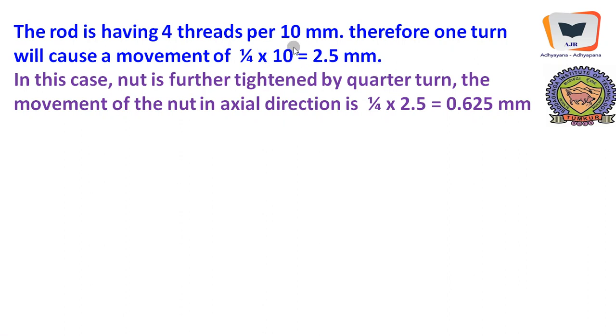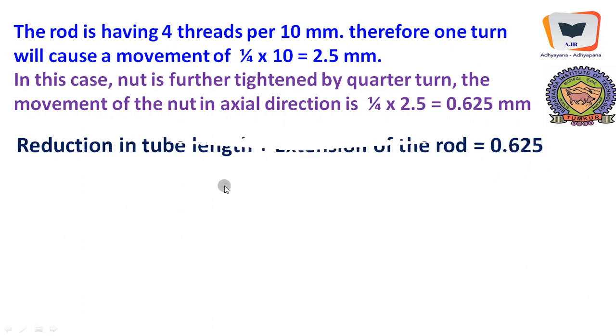If one turn is to be completely rotated by the nut, we will have 2.5 millimeter of lengthening, or that amount of the stud will protrude out. In this case, the nut is further tightened by only a quarter turn, not even a complete turn. Therefore, the movement of the nut in axial direction is 1/4 of 2.5 equal to 0.625 millimeter. We will make use of this. Reduction in tube length plus extension of the rod equal to 0.625. So this is another equation.